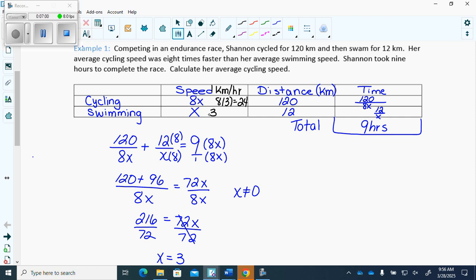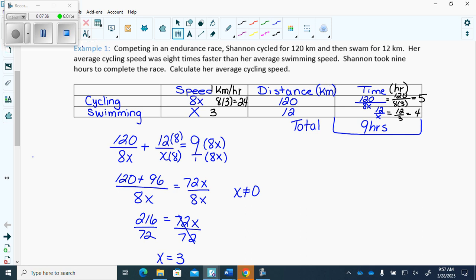Then if I want to know time, I can go 120 divided by 8 times 3, which is what? Pardon? 4.5? 5? You have to add up to 9, so 4.5 won't work. And then 12 divided by 3 is 4. So this is time in hours, right? So 5 hours it took to cycle, 4 hours it took to swim. We agree? Now I can answer any questions it asks me.